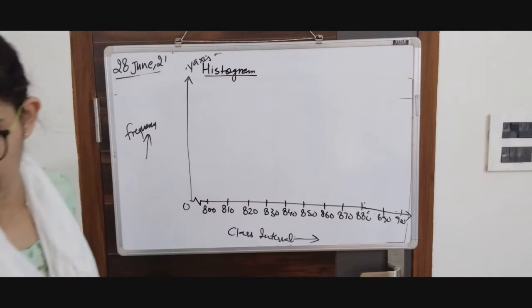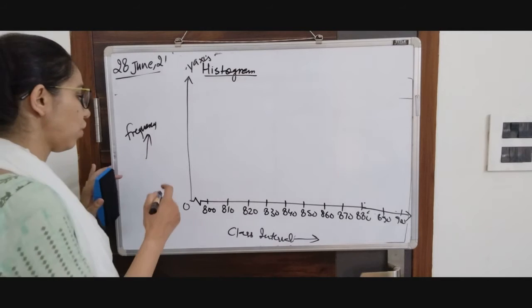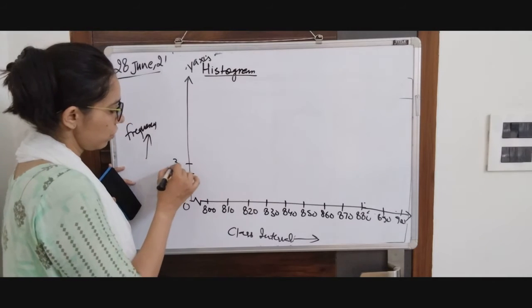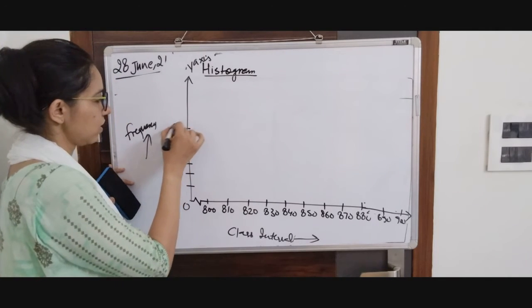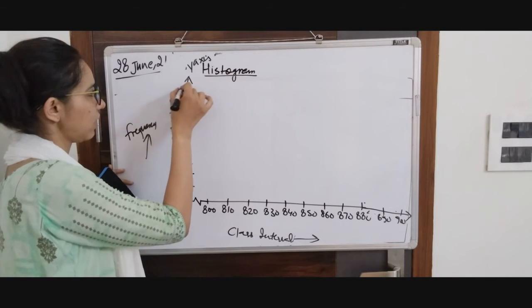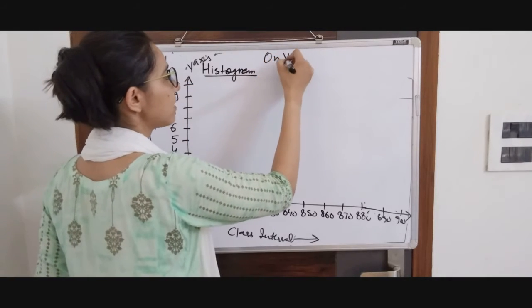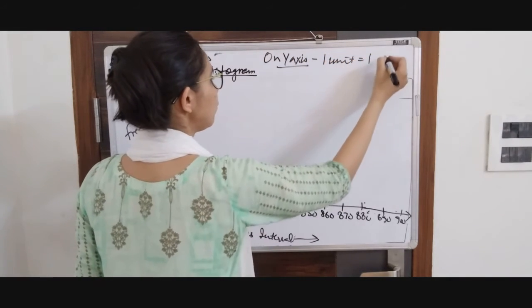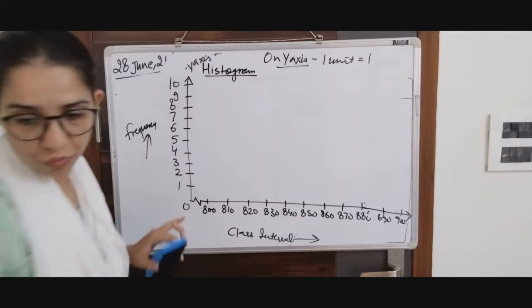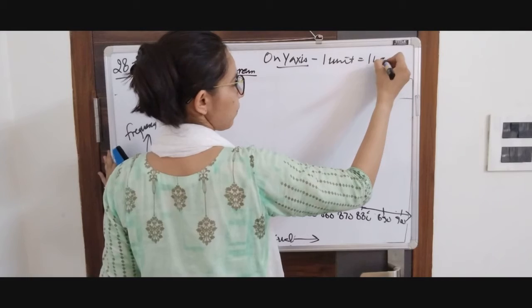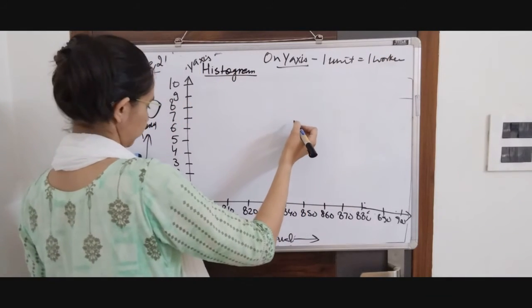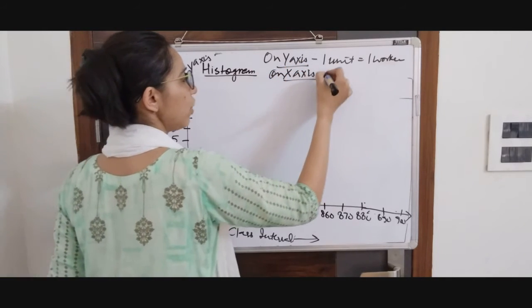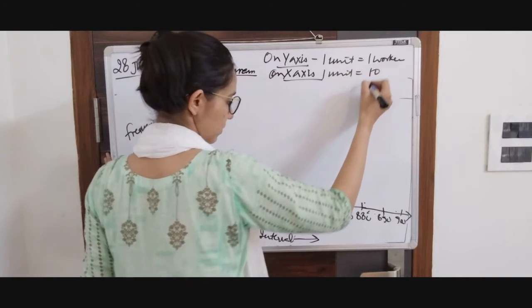In here our maximum data is 9 and minimum is 1. So we can use just one unit for one division: 1, 2, 3, 4, 5, 6, 7, 8, 9 and 10. So on the y-axis one unit is equal to one frequency, one unit is equal to one worker. And on the x-axis one unit is equal to 10.